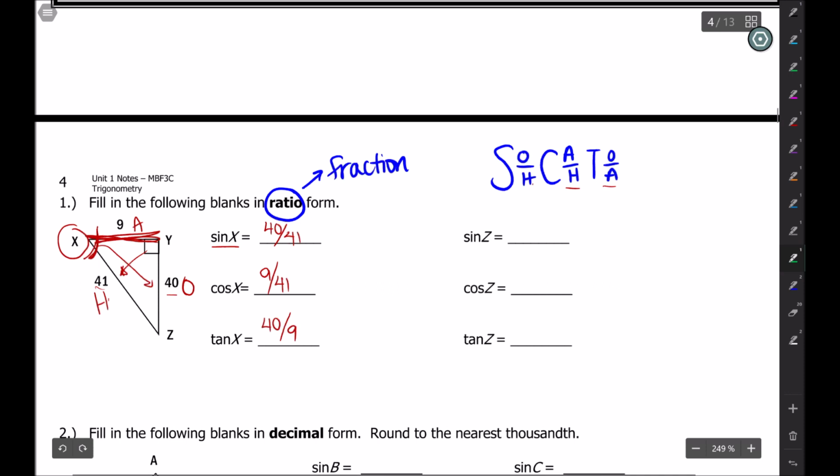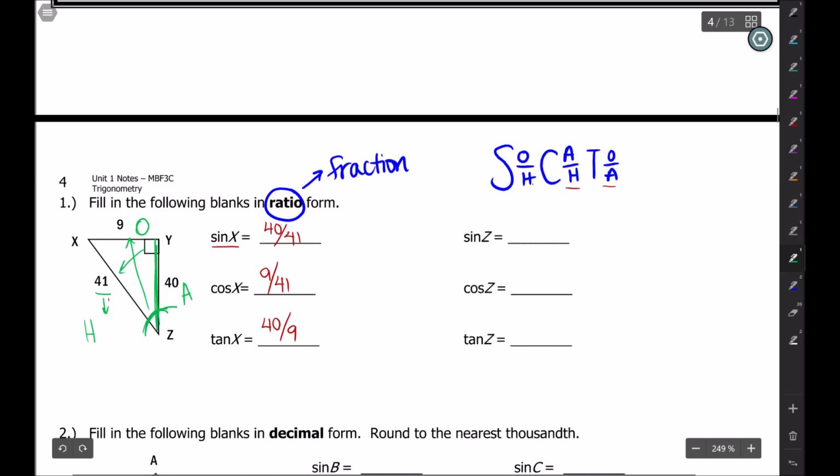So if I take a look right here, I'm going to erase this stuff right here, and I'm going to relabel it because now it's based on a different angle, this angle right here. So first of all, this 41 is still the hypotenuse because it's across from the right angle. So now this 40 is the adjacent because it's next to angle x, or angle z, excuse me. And this 9 right here is the opposite because it's across from angle z.